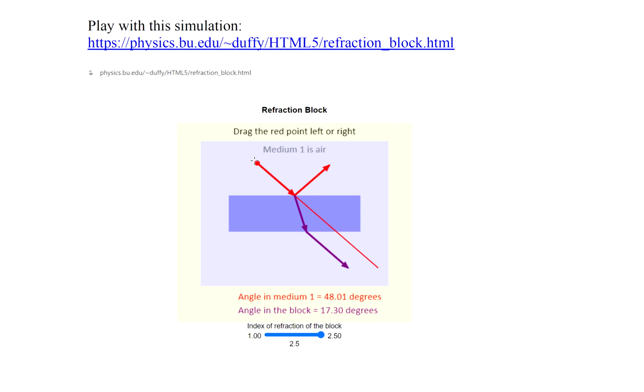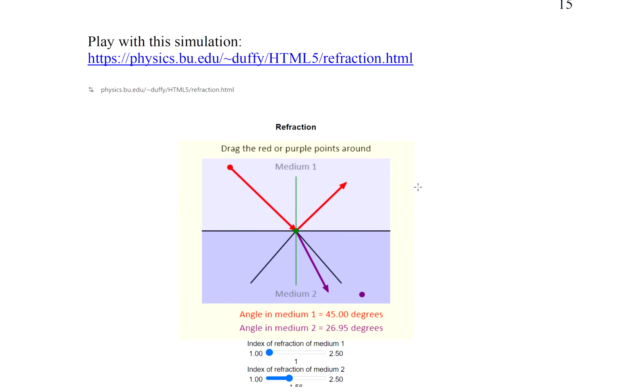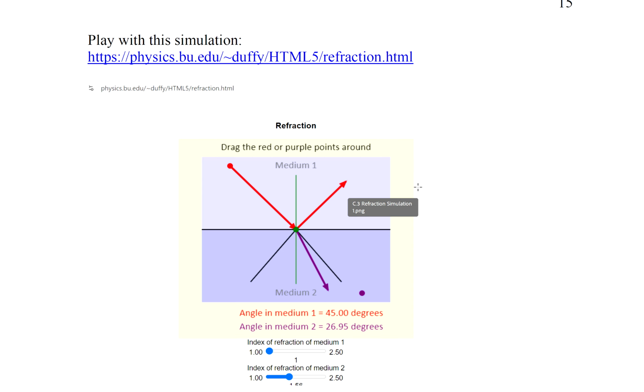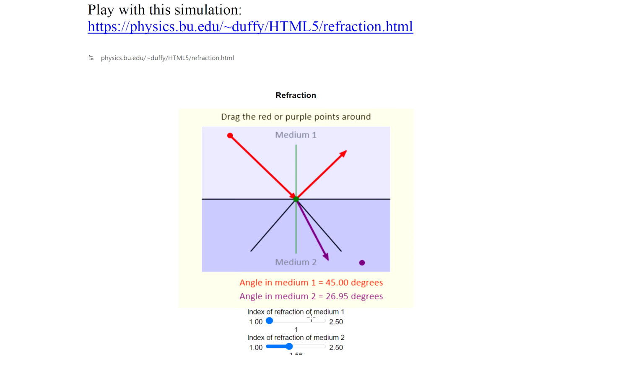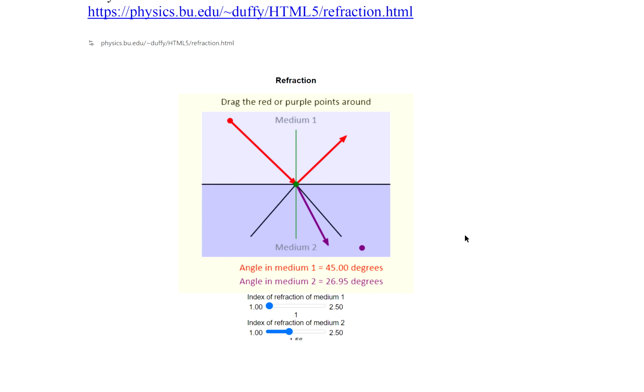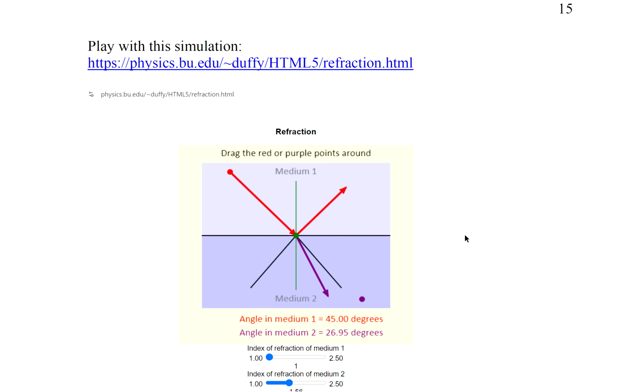And you could see the angle of the red coming into the normal is equal to the angle when it's out from the normal. So play with this simulation. As you could see, they have an index of refraction of medium 1 and an index of refraction of medium 2. And the angle in medium 1 is 45 degrees, and the angle in medium 2 is 26.95 degrees.